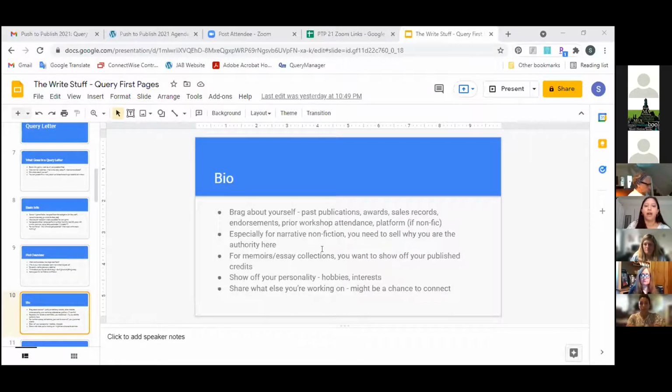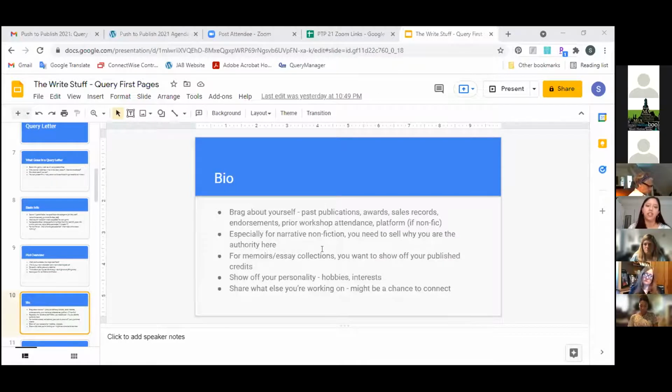If you're planning to write a memoir or an essay collection, you want to show off your published credits. From the fiction side too, obviously you want to show off any published credits if you have them, but for memoirs and essays, most of the time essay collections are collections of previously published work. So you want to show where these things are published.